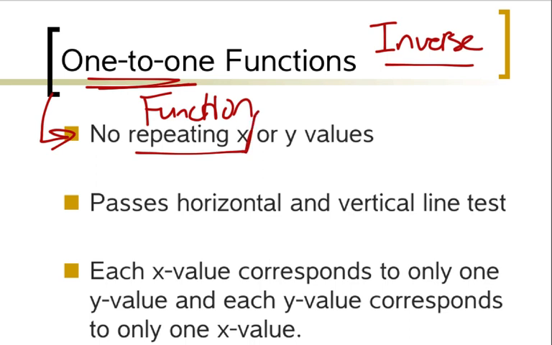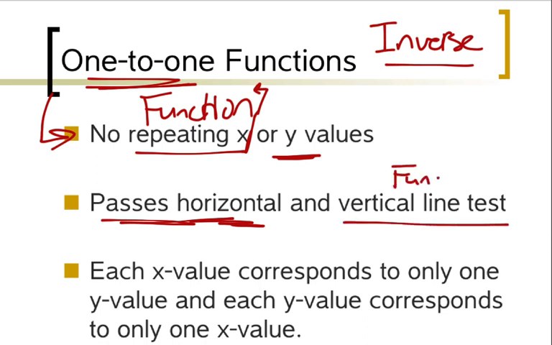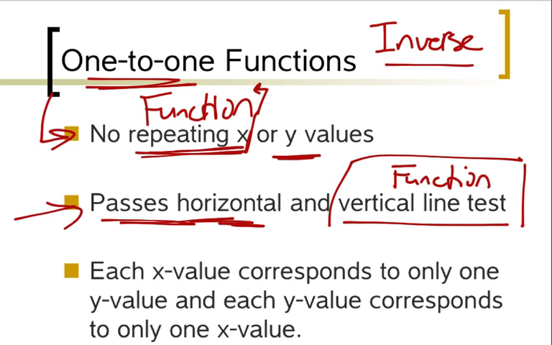Okay, so that would have made a function. Now we're concerned about x or y values to make one-to-one. And it also passes what we call the horizontal line test, and what we had before was the vertical line test for a regular function. So the function test used the vertical line test, and it was concerned about no repeating x values. Now we do the horizontal line test also. A textbook definition would be that every x value corresponds to only one y value, and each y value corresponds to only one x value.